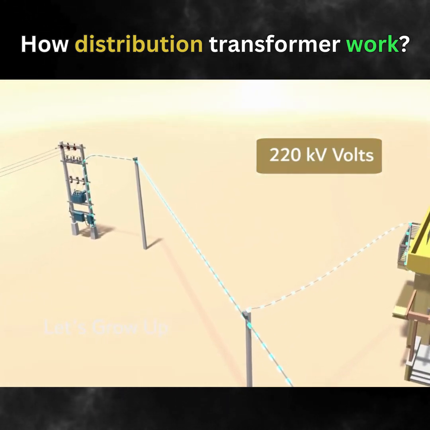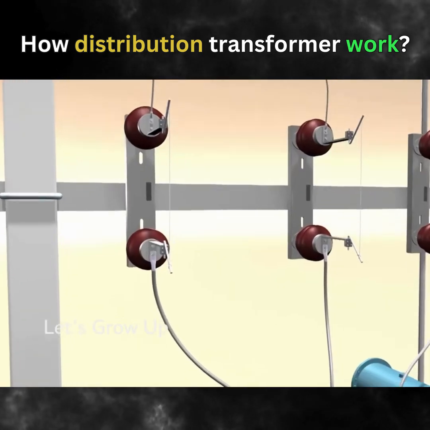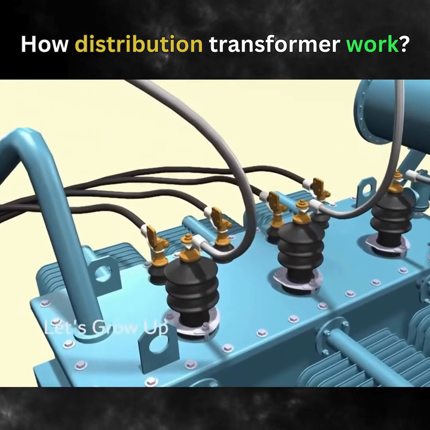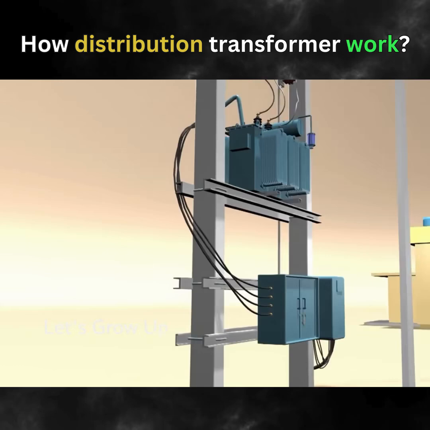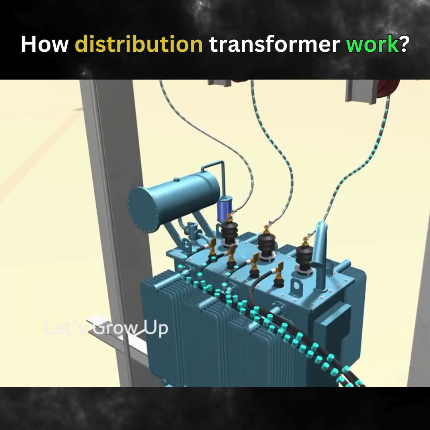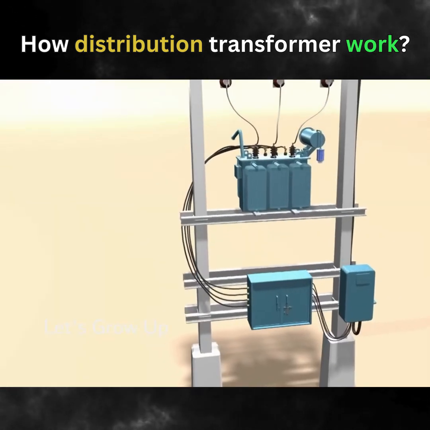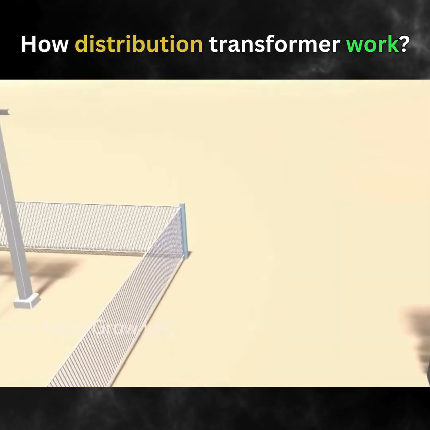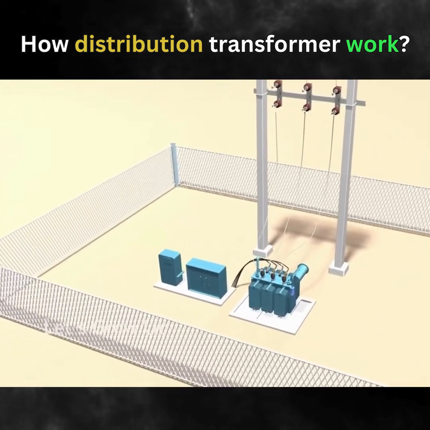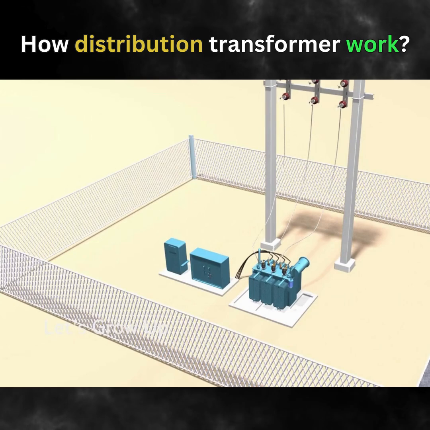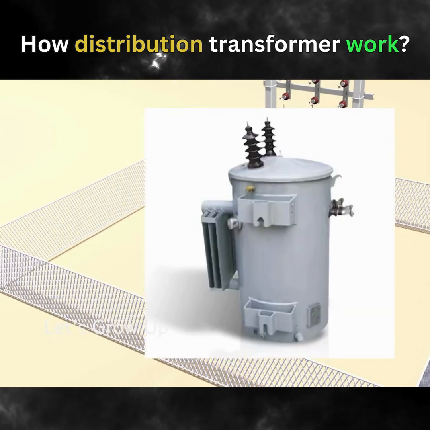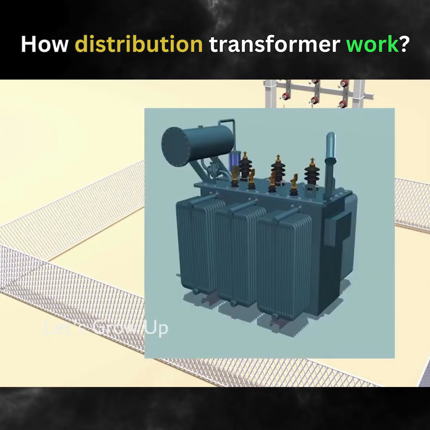This video demonstrates a distribution transformer, its structure, and its operation. This is a pole-mounted transformer. Sometimes you see it on the ground, which is commonly referred to as a pad-mounted transformer. There are two types of transformers based on phases: single-phase transformer and three-phase transformer.